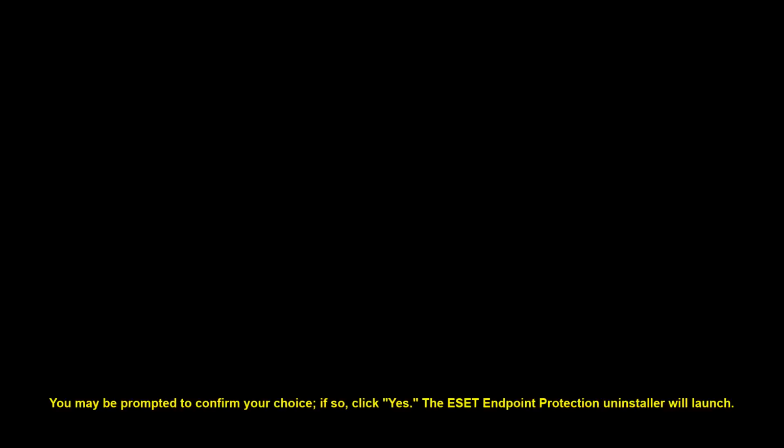Scroll through the list to find ESET endpoint protection. Once you locate it, click on the program to highlight it. At the top of the window, click on the Uninstall button. You may be prompted to confirm your choice. If so, click Yes. The ESET Endpoint Protection Uninstaller will launch.